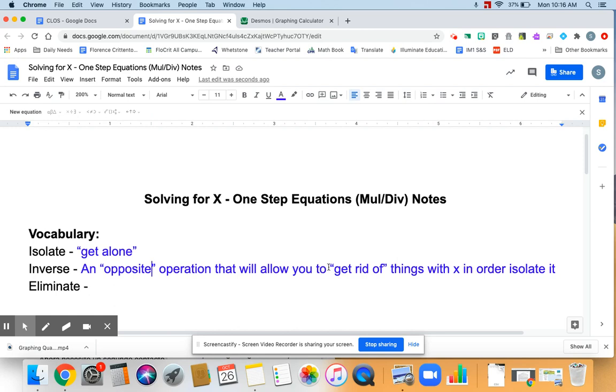Because what it does is it gets rid of things. Well, the big fancy word for get rid of is eliminate. So you can also say an opposite operation that will allow you to eliminate things with x in order to isolate it. So these are the big fancy words that I'm going to use in this lesson.